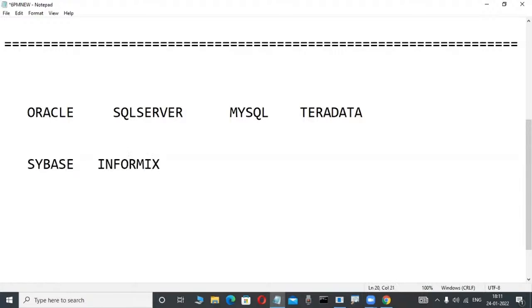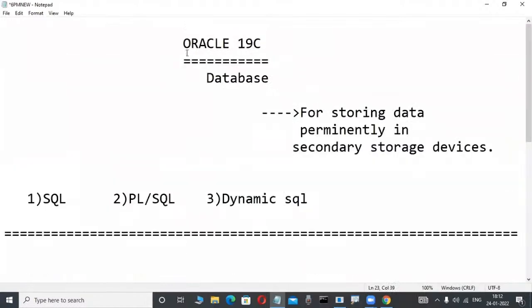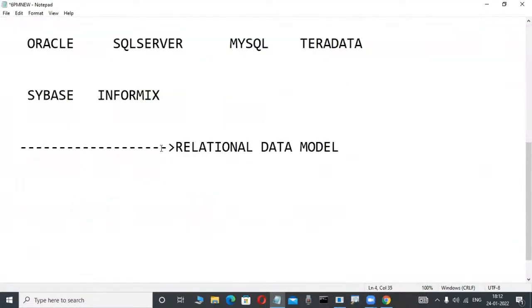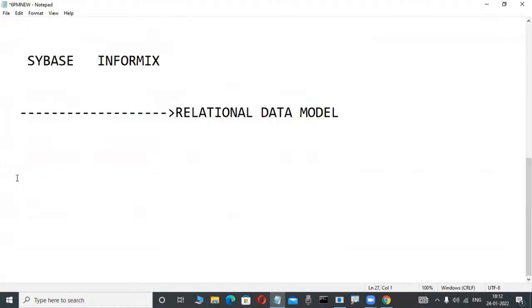All these products are relational databases, implemented based on the relational data model. Data model is a concept. Before starting these types of courses or products you are interested to learn, minimum knowledge is required. Now observe here. What is this data model first?